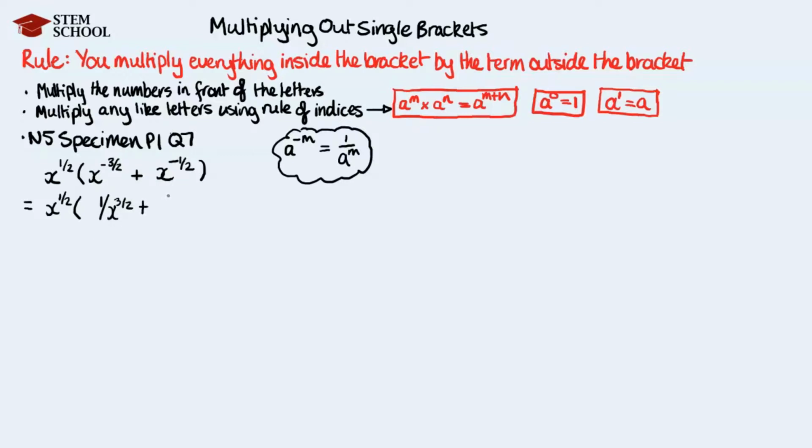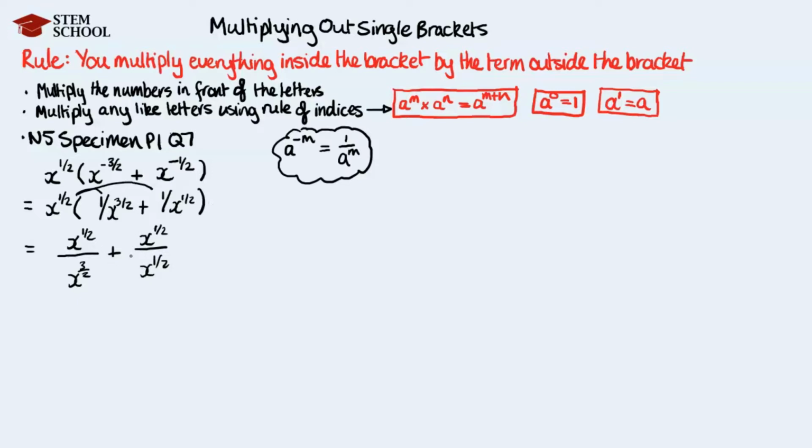And then we're going to do the exact same with this term. We've got 1 over x to the half. Okay? So when you multiply this, you can put the term outside the bracket on the numerators, okay? So we've got x to the power of a half multiplied by this. So we have x to the power of a half all over x to the power of 3 over 2, okay? Then we've got positive, and then we've got x to the power of a half over x to the power of a half, okay? Because we're multiplying x to the power of a half times 1 over x to the power of a half.